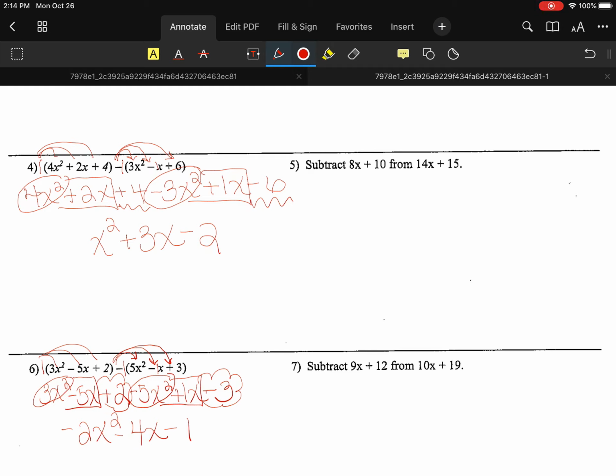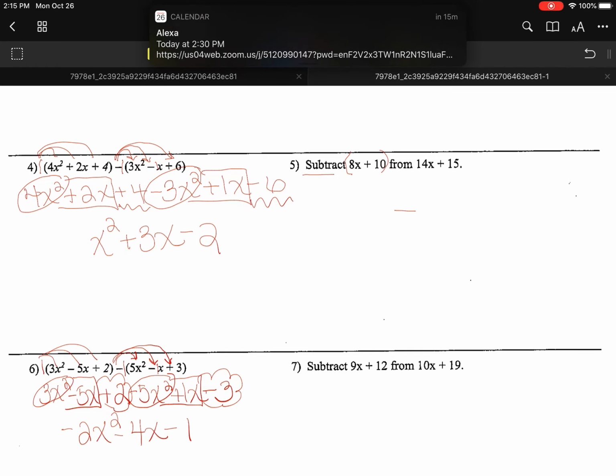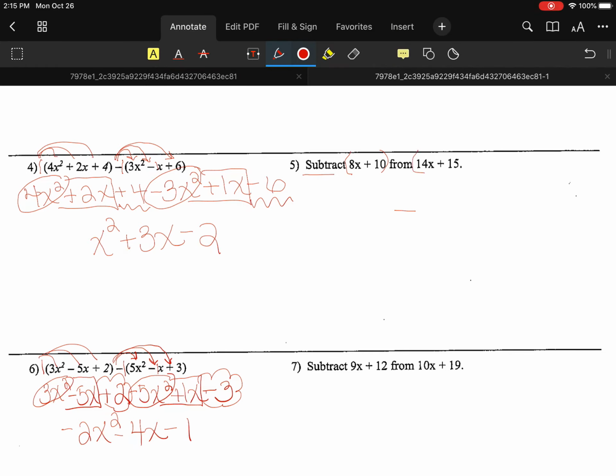Problem number 5 and 7, I wanted to save those for last because it's written in words. Subtract 8x plus 10 from 14x plus 15. So we are subtracting our two binomials. So I'm going to start by putting a subtraction sign. And we're subtracting the 8x plus 10, that whole binomial, from 14x plus 15. Because I'm subtracting the 8x plus 10 from the 14x plus 15, the 14x plus 15 needs to be written down first, because I want to subtract the 8x plus 10 from that.